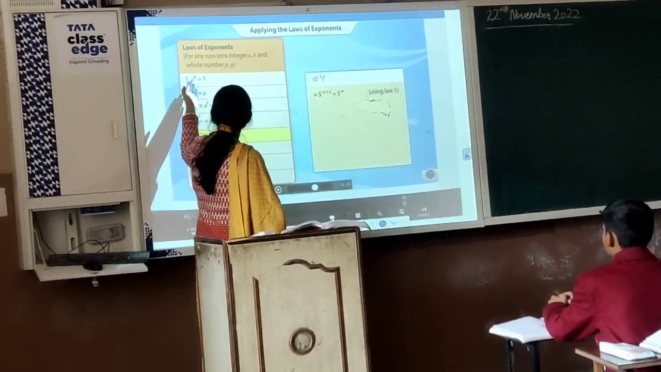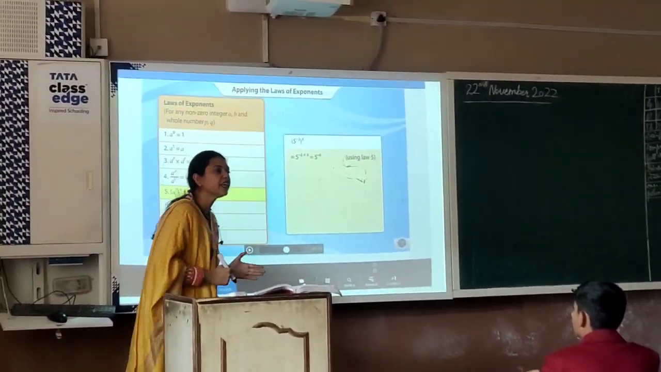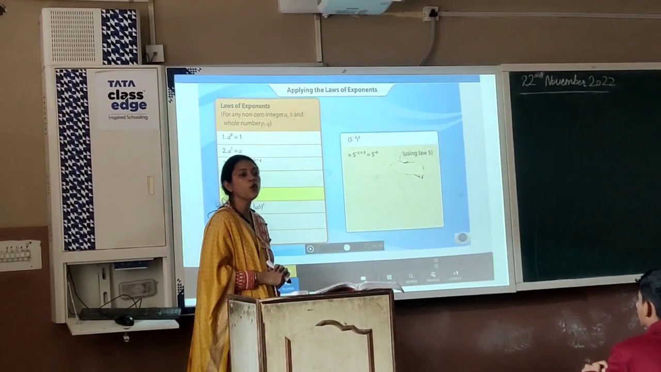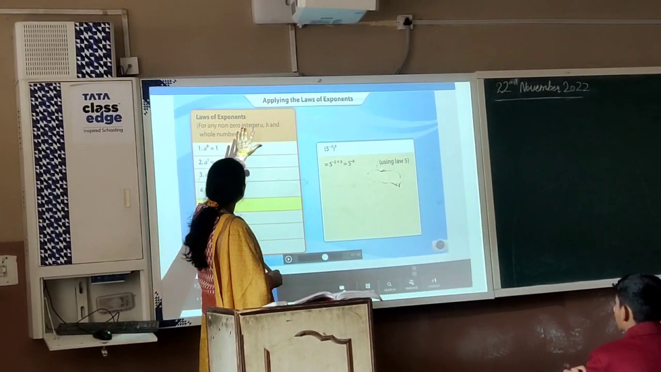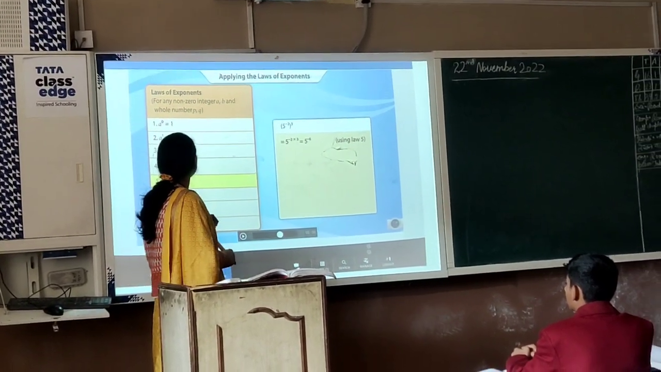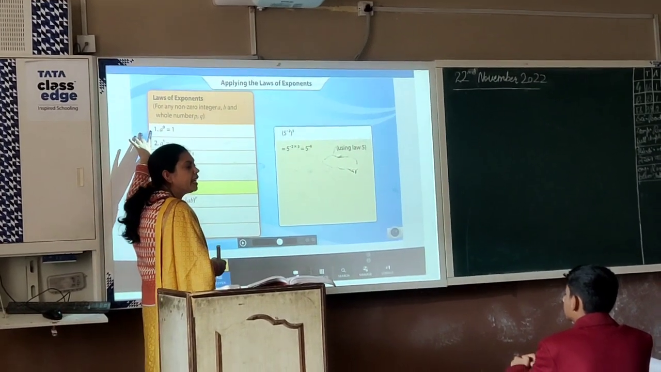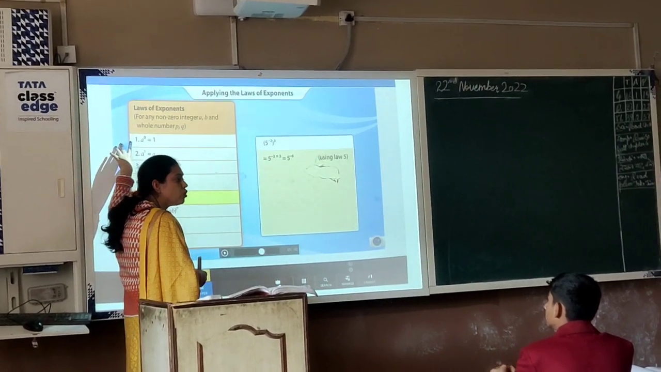Okay. First is a raised to power 0 is equal to 1. It means that anything raised to power 0 is 1, for any non-zero integers a and b and the whole numbers p and q. What does it mean? It means that you must take any non-zero integer. What are non-zeros?